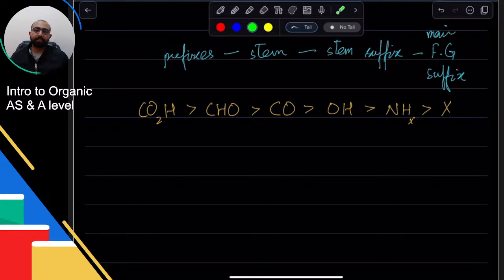Electron number affects both of them. Permanent dipole is affected because of the number of electrons as well as the electronegativity, but it affects both of them.